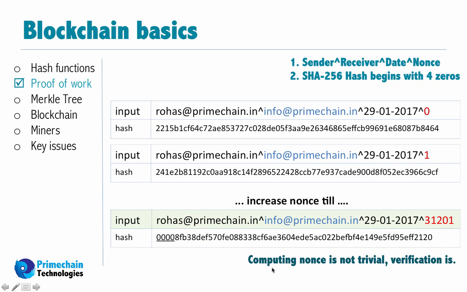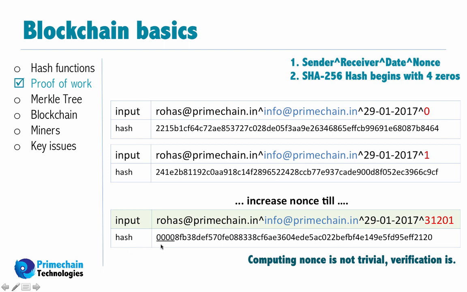Now as we can understand, computing this nonce for the sender is not trivial. It takes time. In this example, it took 31202 numbers. Why? Because we started with 0. In another case where the date changes or the sender or the receiver changes, the nonce value could be much bigger or much smaller. We cannot really predict what the nonce is going to be. So computing the nonce is not trivial. But verification at the user's end is very, very trivial, because he just has to check whether this particular nonce satisfies this particular condition.